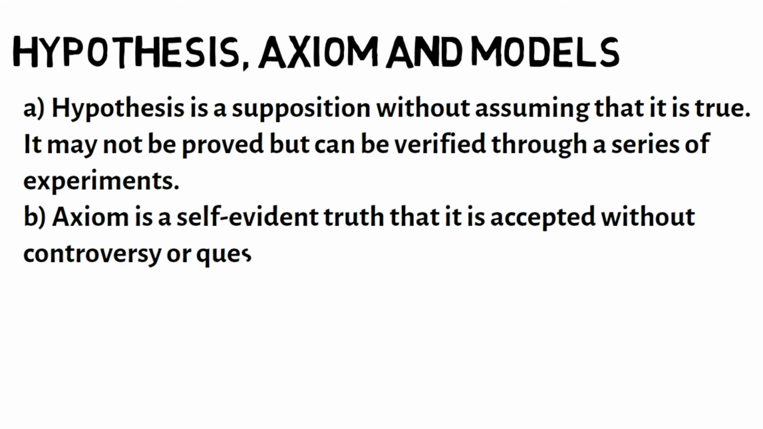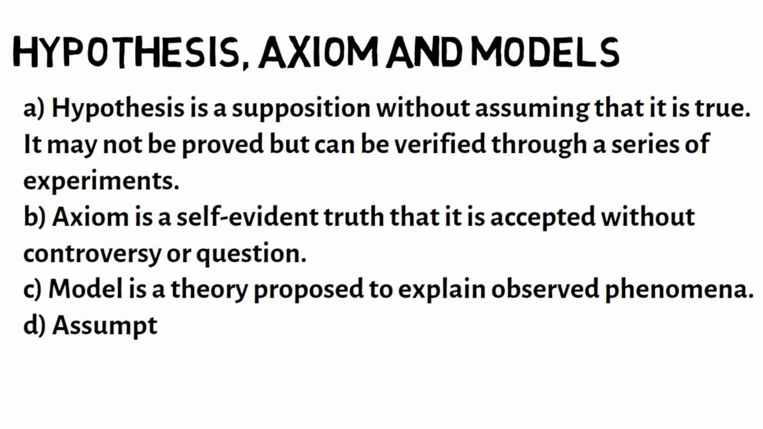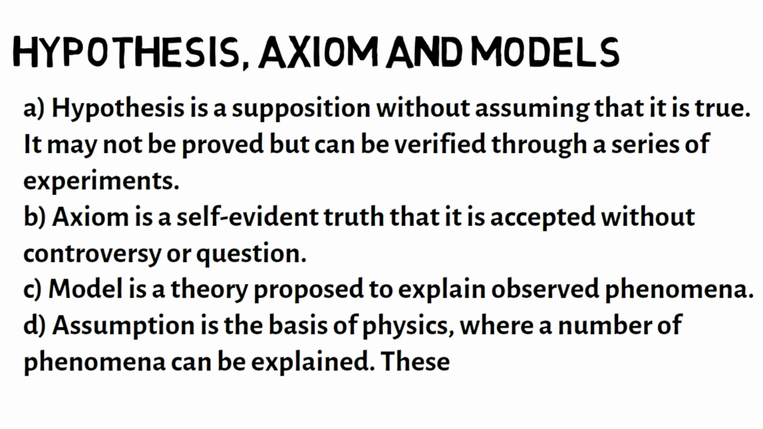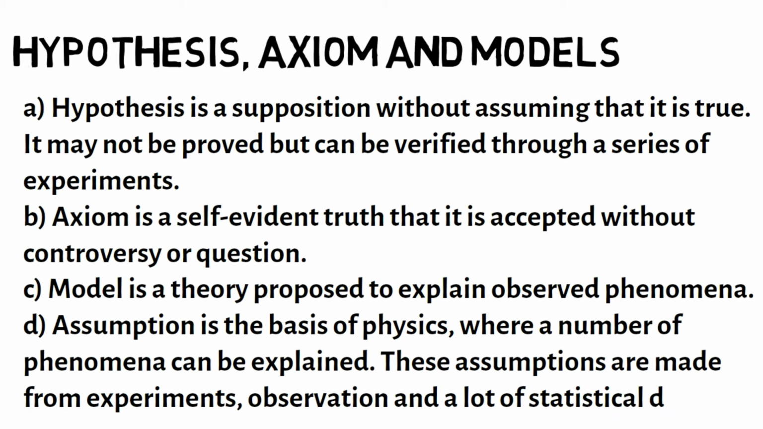An axiom is a self-evident truth that is accepted without controversy or question. A model is a theory proposed to explain observed phenomena. Assumption is the basis of physics, where a number of phenomena can be explained. These assumptions are made from experiments, observation, and a lot of statistical data.